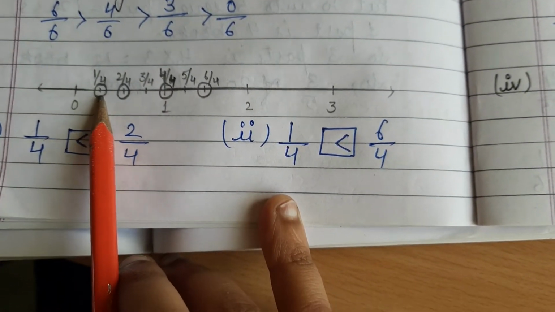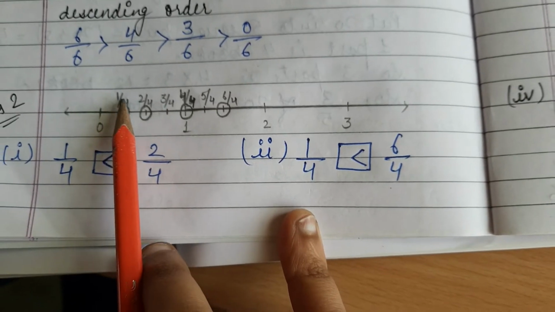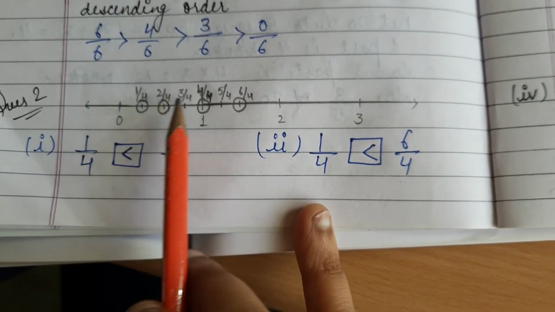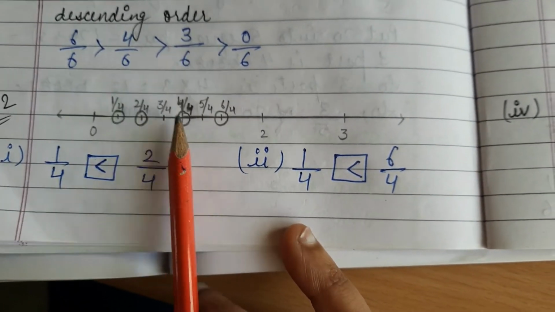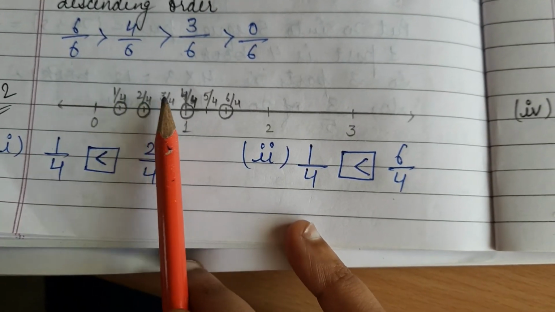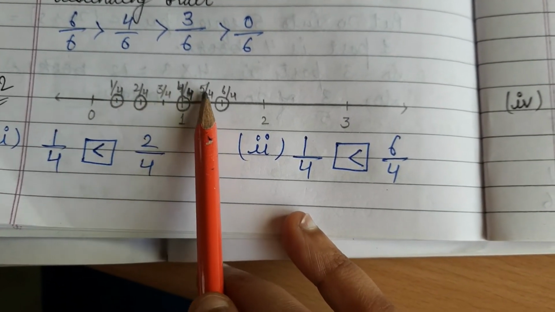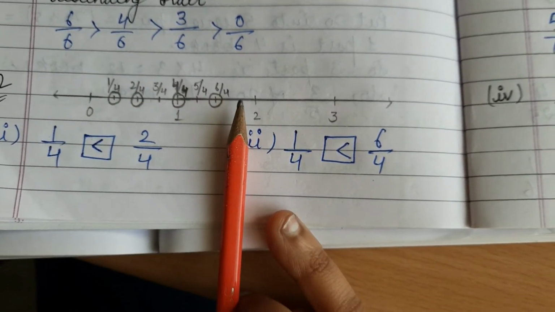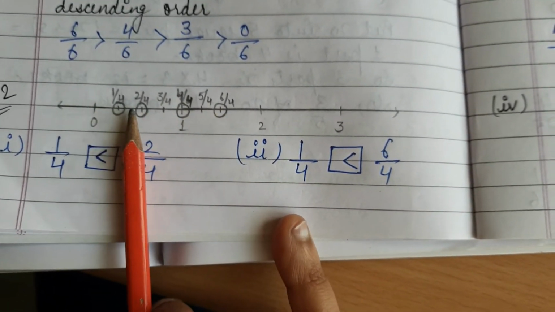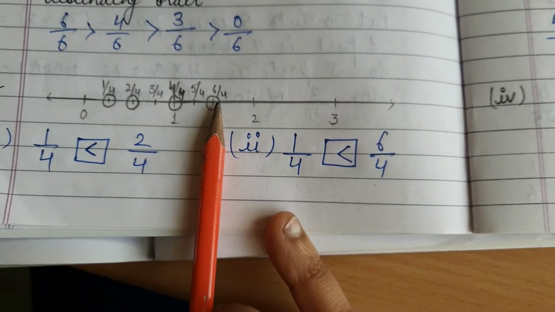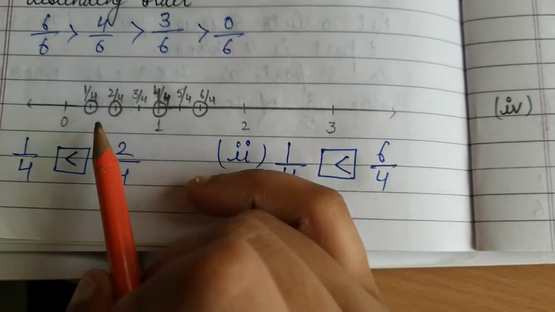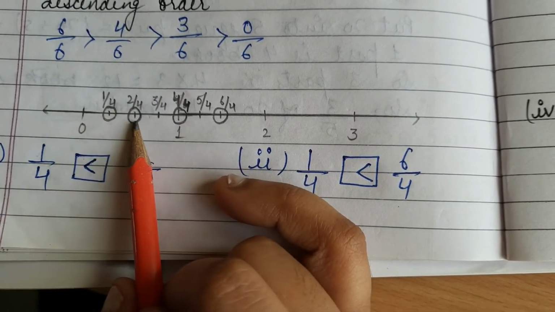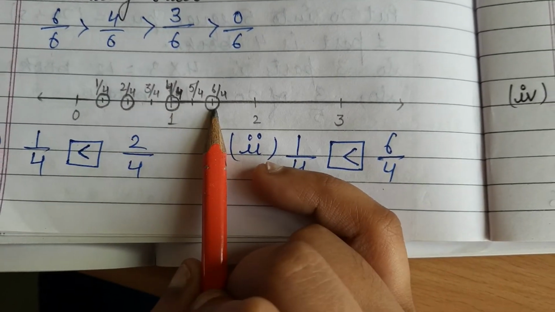In the first one it is 1 upon 4, so we will take 4 upon 4 here, and this is 1 upon 4, 2 upon 4, 3 upon 4, 4 upon 4, 5 upon 4 and 6 upon 4. Here I have taken equal distance between them, so that they are equally distributed. So we have to mark 1 upon 4. I have marked 1 upon 4, 2 upon 4, 4 upon 4 and 6 upon 4.